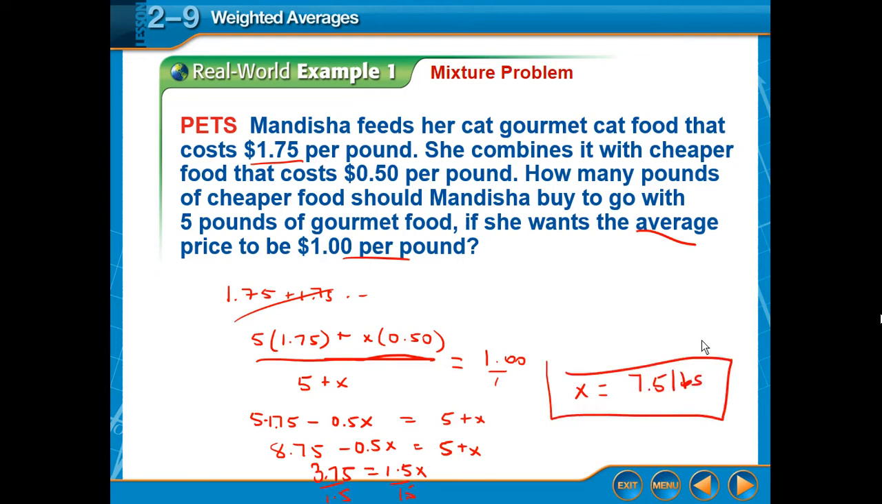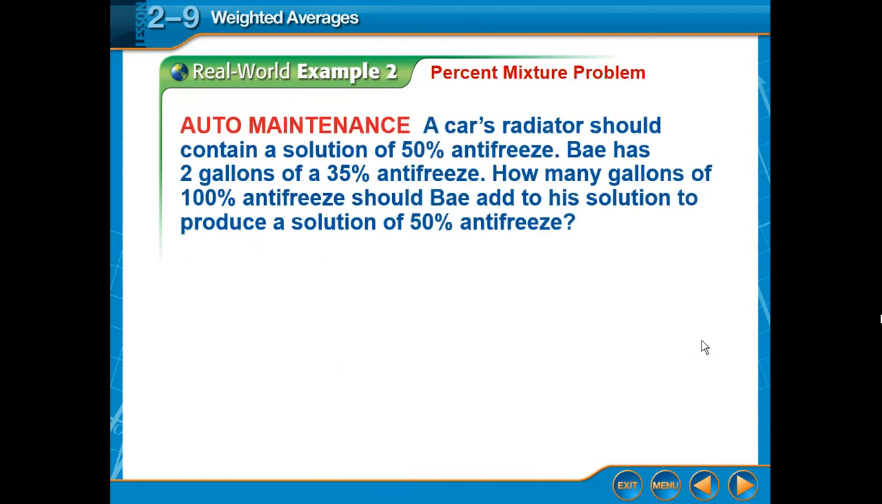So she should buy 7.5 pounds of the cheap food so that the average comes out to be $1 per pound. Okay, we can do the same process with percentages.